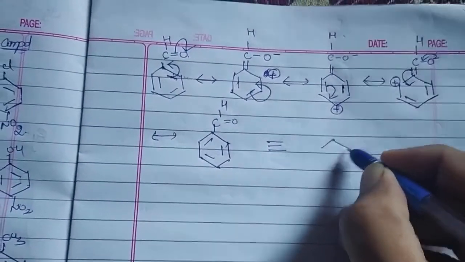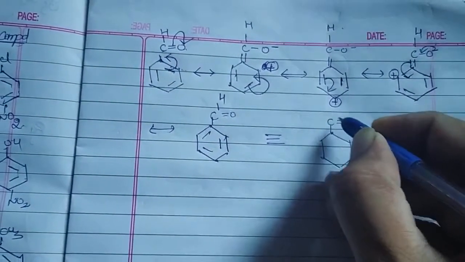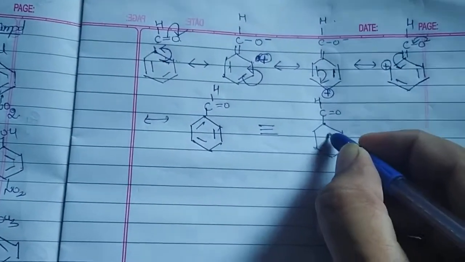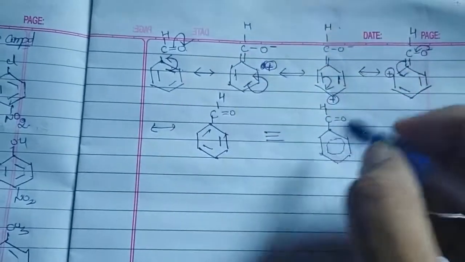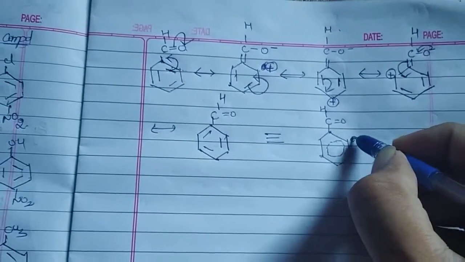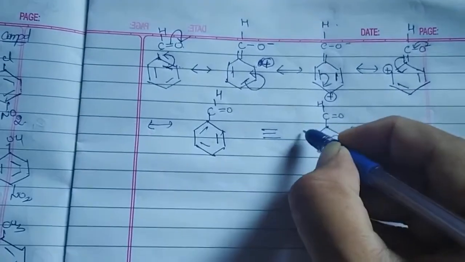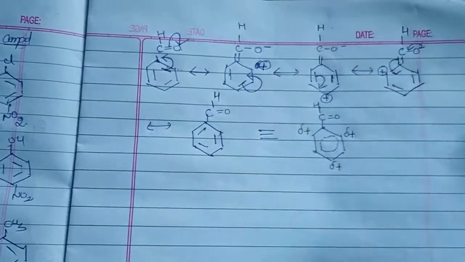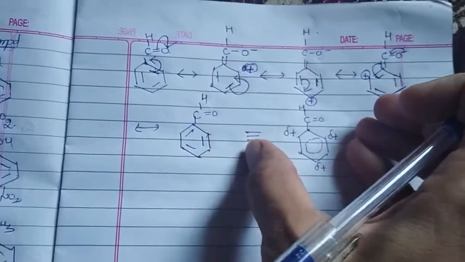So a resonance hybrid, how would it be? It would be in this way. That is C double bond O and an H is there. Now here, as usual, we have seen the pi electrons are rotating. But along with the rotation we have also observed here you are having a delta plus. Here you are having a delta plus. Here we are having a delta plus. So now this is the actual structure of your benzaldehyde.